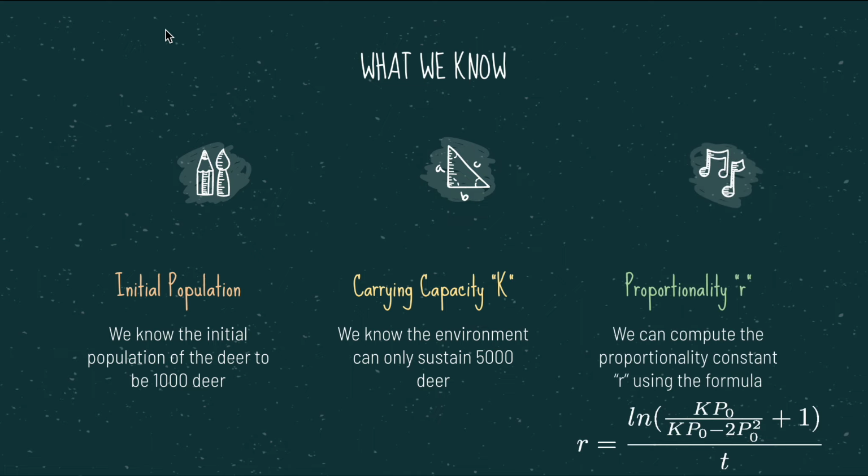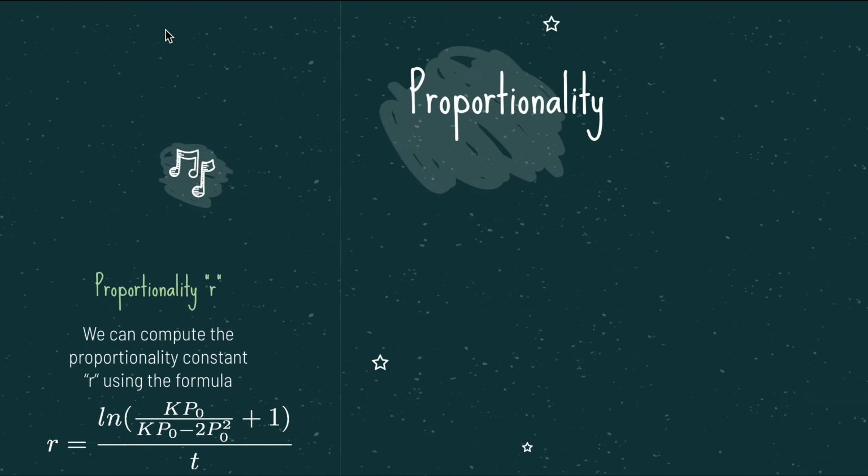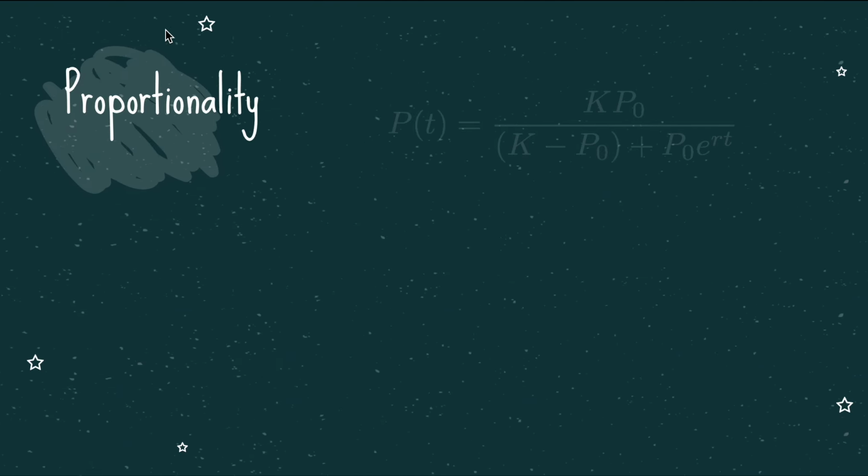And we know that there is some proportionality constant r, which will represent the rate at which the population of the deer is changing with respect to time. And we're going to have to compute that in this question using this formula, which I will discuss a little bit longer, well, not too long from now, where that's coming from. Okay, so now where that is coming from is it's actually coming from the solution to our logistic equation.